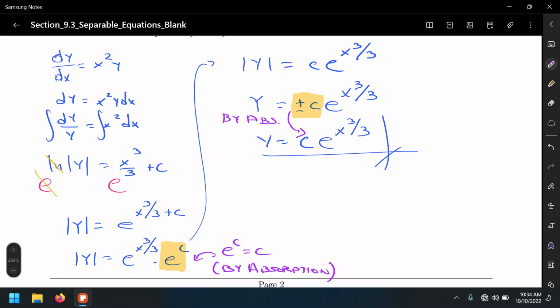Yes? Well, we have questions before. Can we skip over the plus or minus? Yes. Well, just show the plus or minus, and then just like I mentioned, by absorption, that becomes just C.